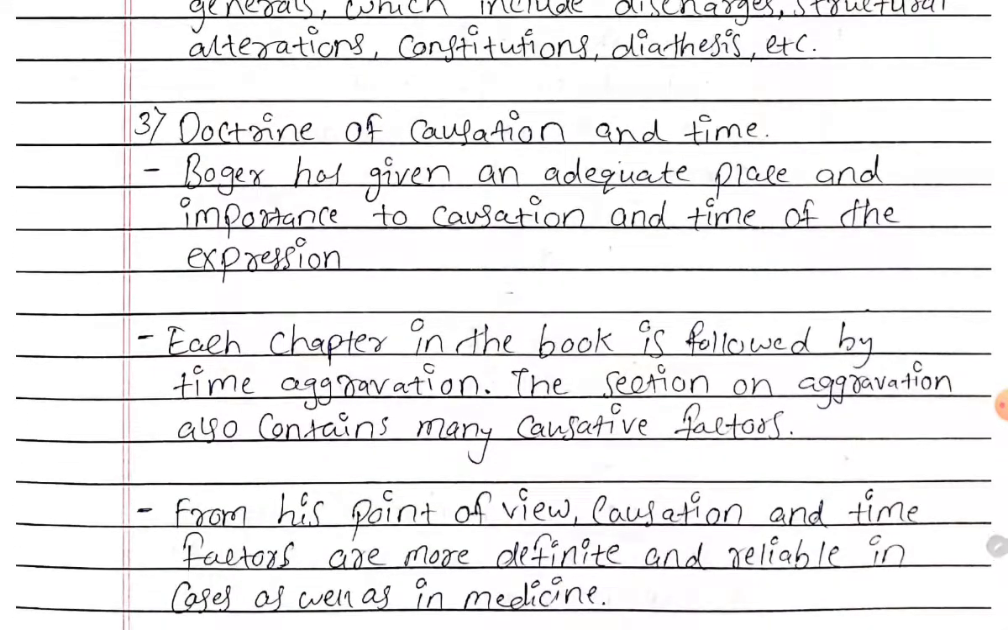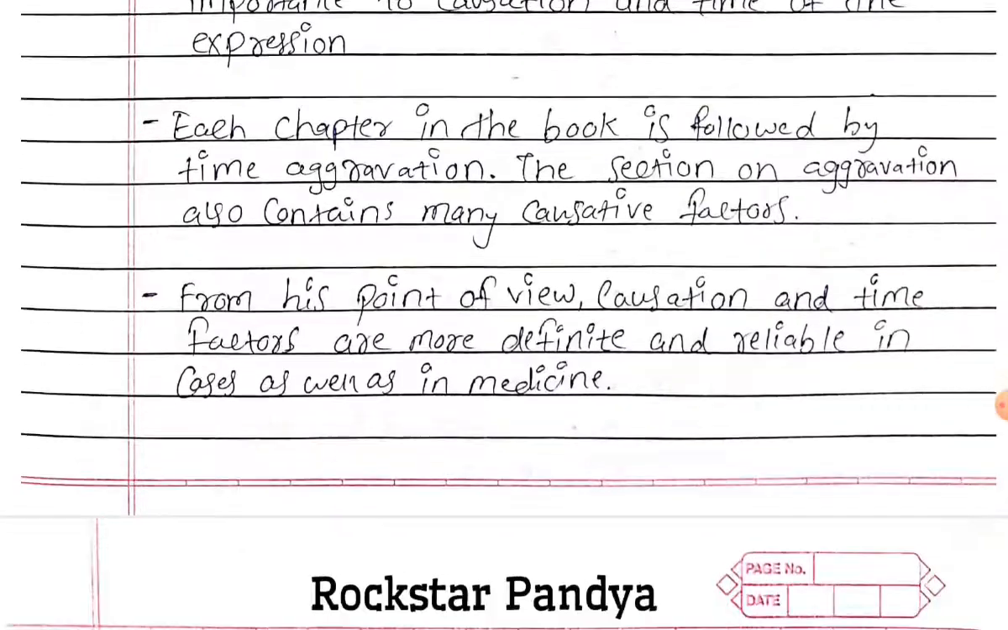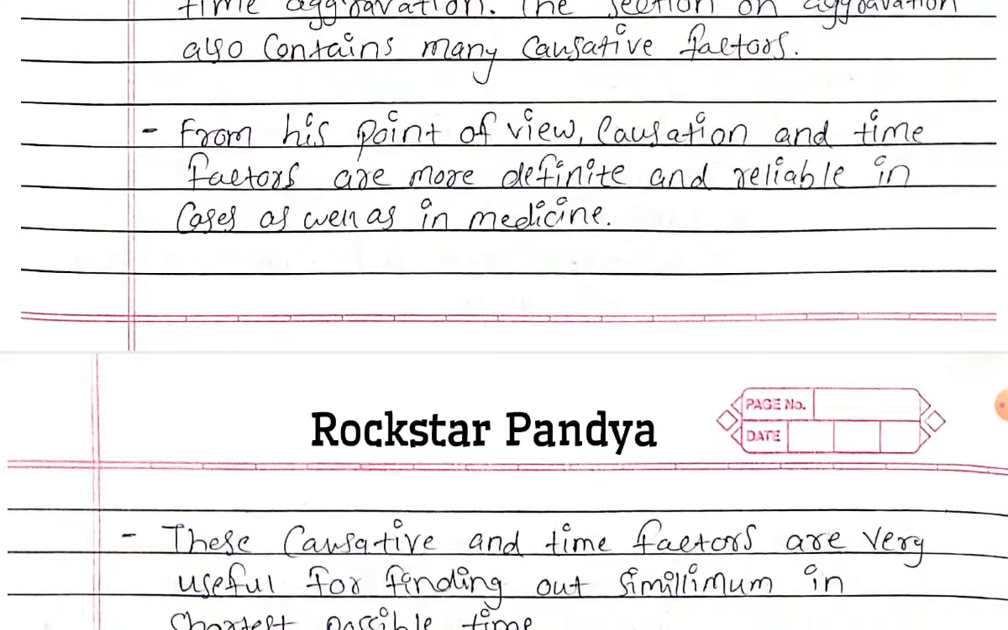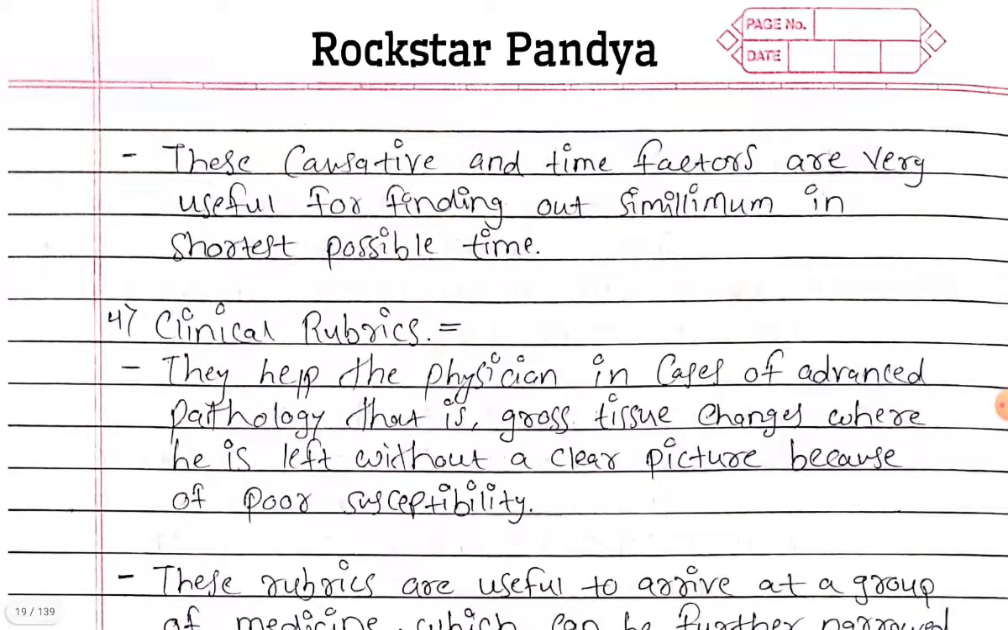Boger has given an adequate place and importance to causation and the time of expression. Each chapter in the book is followed by time aggravation. The section on aggravation also contains many causative factors. From his point of view, causation and time factors are more definite and reliable in cases as well as in medicine. These causative and time factors are very useful for finding out simillimum in shortest possible time.